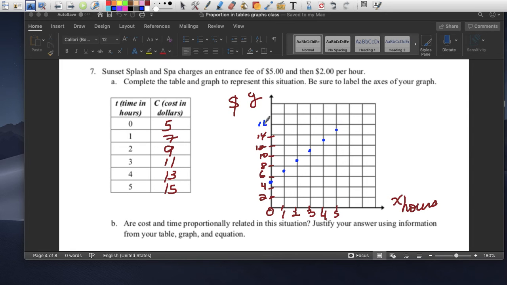We can even add this number here, 16. That's why I chose the even number. So now, when we connect the points, stretch a line out, use a ruler, and there we have it.